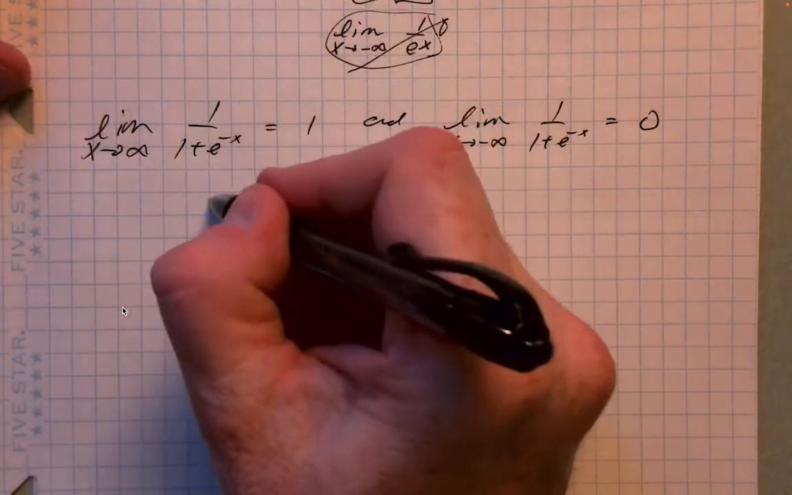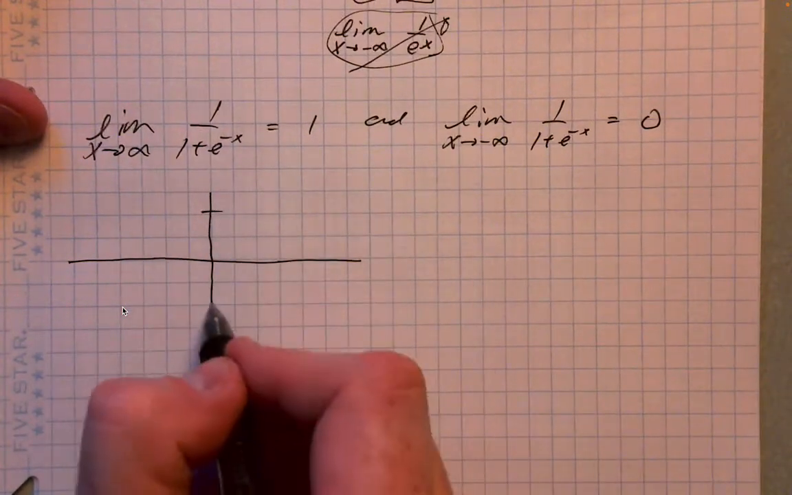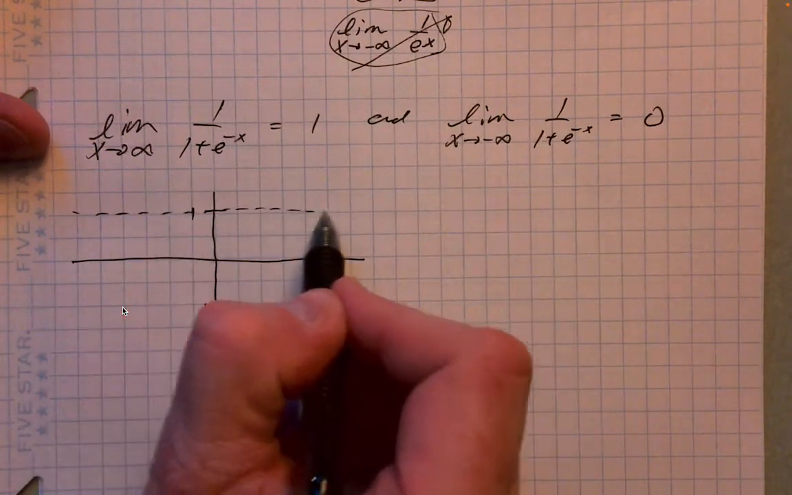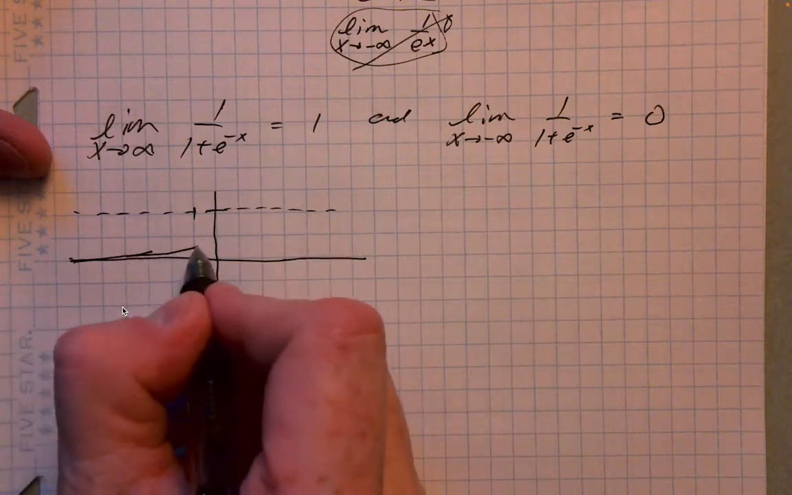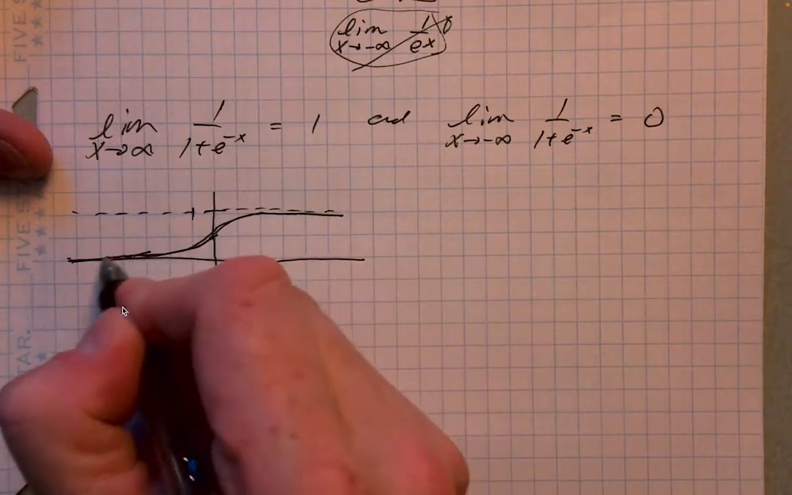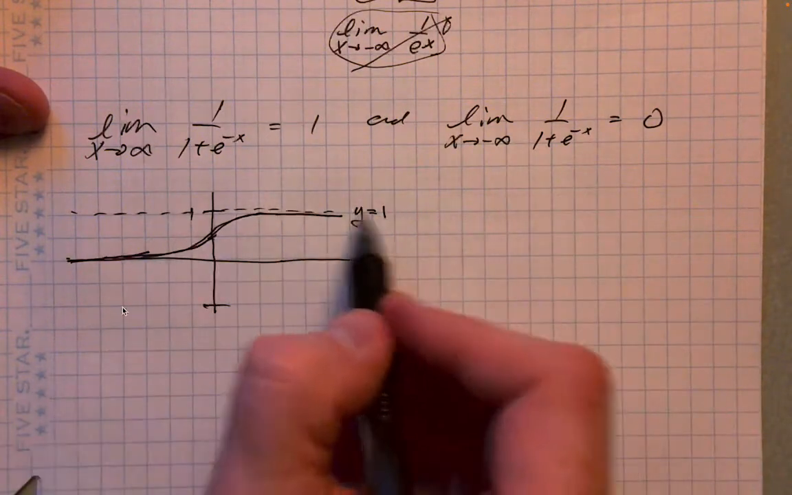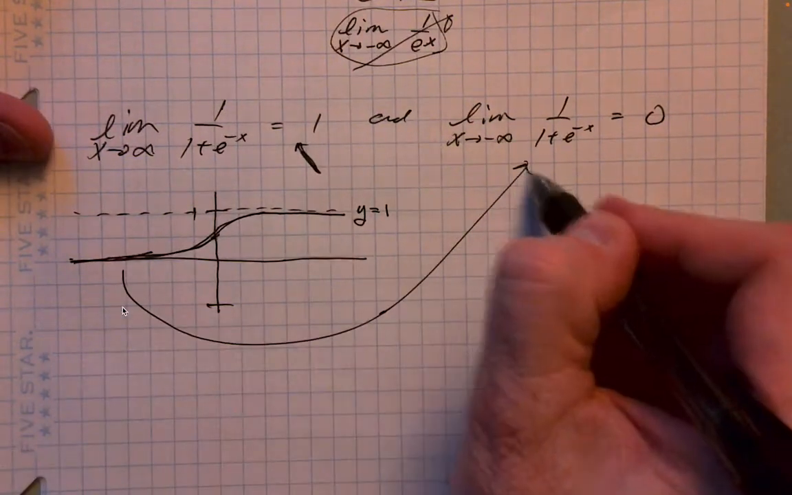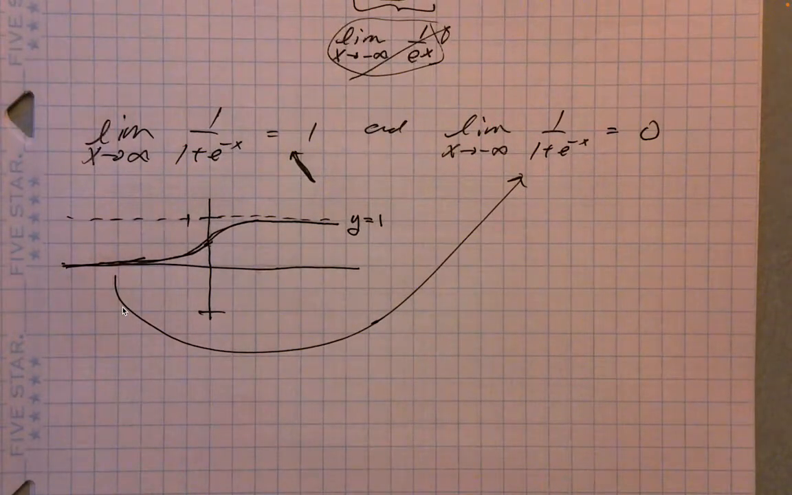Okay, now what does this function look like? It kind of basically looks like this. You've got a horizontal asymptote here, and it hugs the x-axis, and it cuts through right in the middle, and then it hugs the other asymptote. So it kind of does one of these. So this would be y equals 1. So there's your y equals 1 asymptote, this one. And then you've got your y equals 0 asymptote as well. So that's what this function looks like.